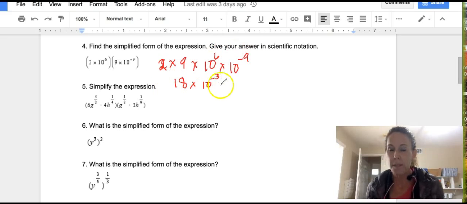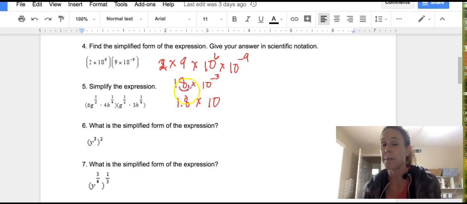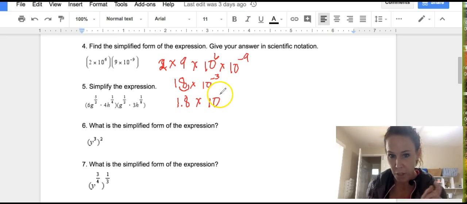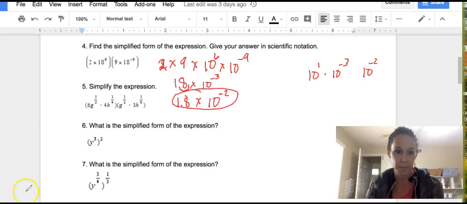Now, this is not in scientific notation because this number is not between 1 and 10. I need to move the decimal over once. This is actually 1.8. And because I moved the decimal over once, I need to add times 10 to the first power. Since I'm adding 10 to the first power, this actually becomes 10 to the negative second, because this would be 10 to the first times 10 to the negative 3, and you add the exponents, this would be 10 to the negative 2. All right, and that would be my final answer.